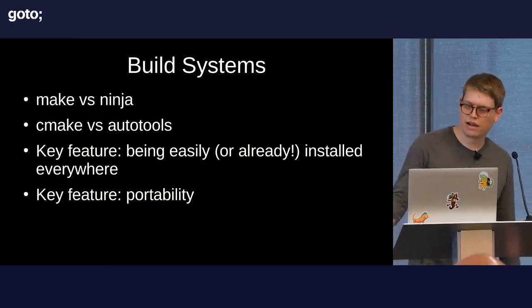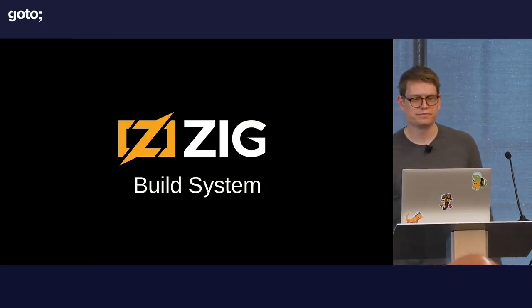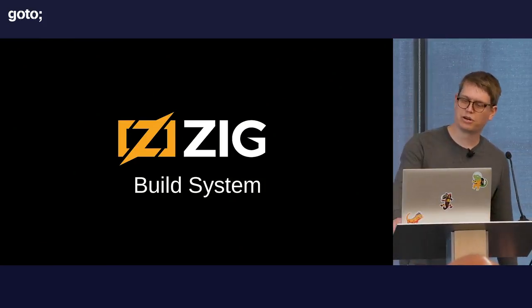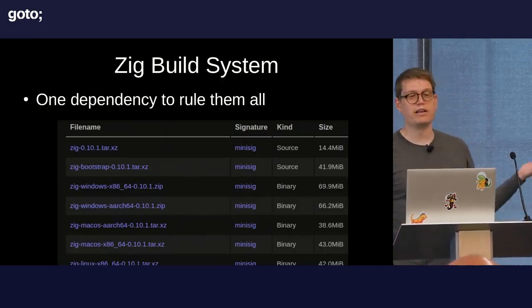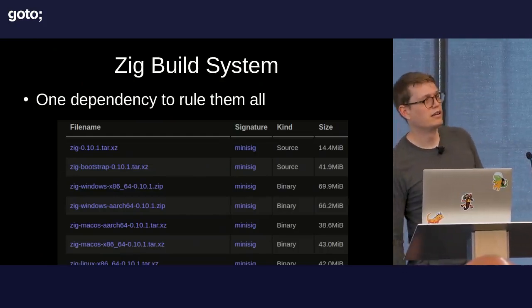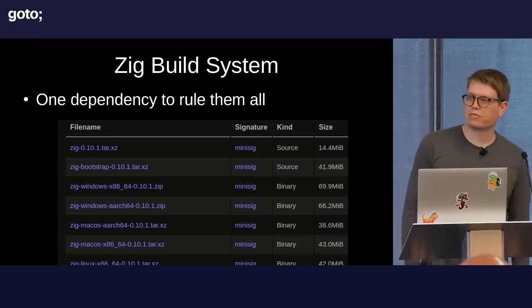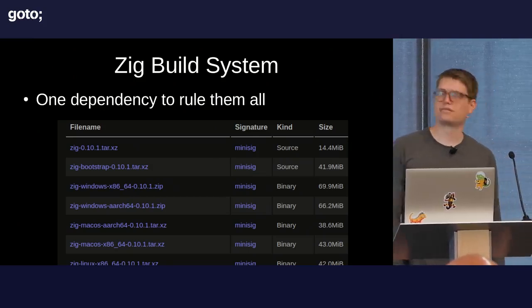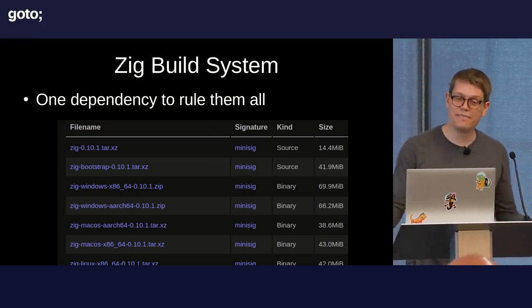I want to tell you about a new build system that I've been working on. It's called the Zig Build System. As far as portability goes, you can install it pretty easily. You're not going to find it pre-installed anywhere. But if you grab the binary distribution provided by upstream, it's just a 50 megabyte tarball. Runs on any OS, and you can have multiple versions sitting side by side, no problem. It's pretty easy to get.